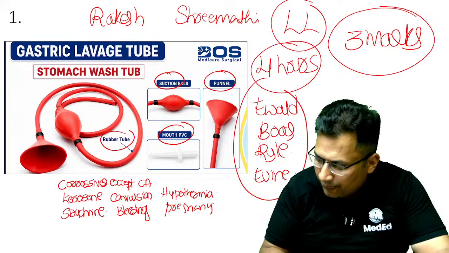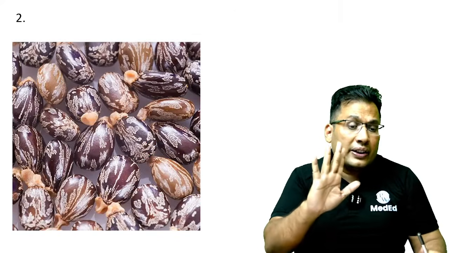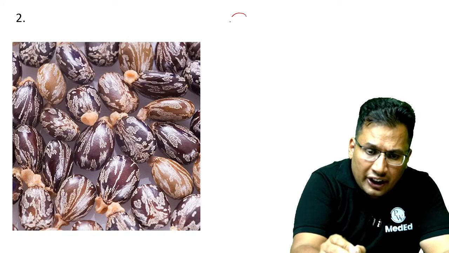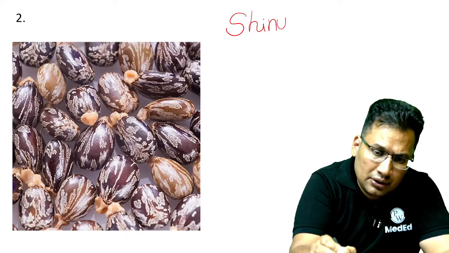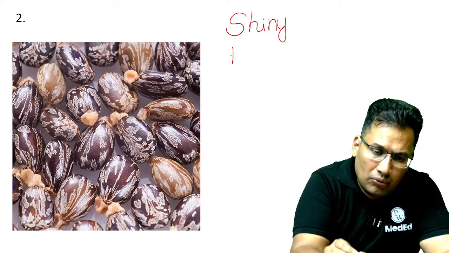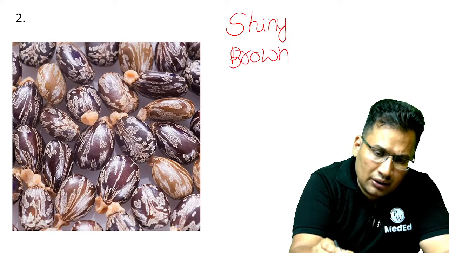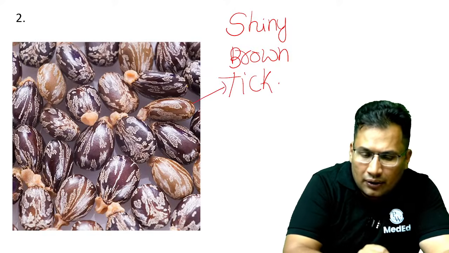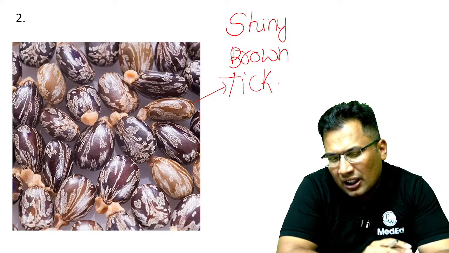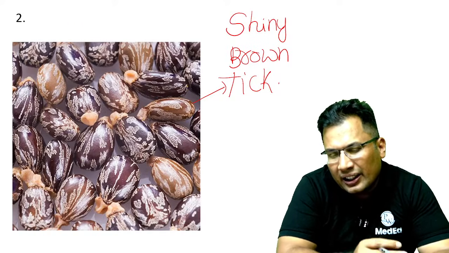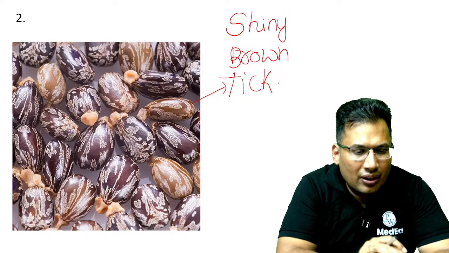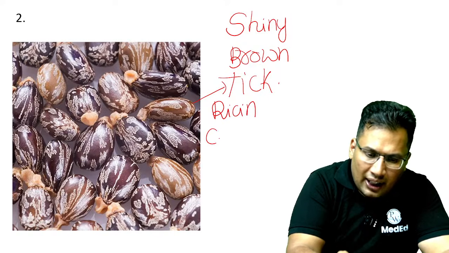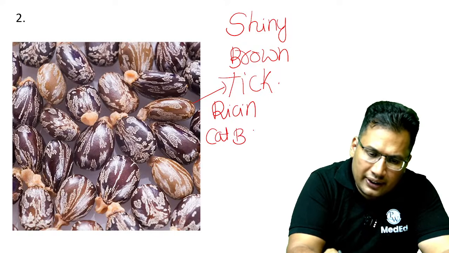Okay, good. Next, this is a very interesting question, guys. Identify these seeds. The seeds are very shiny, with brown markings. It looks like a tick. Brown-black markings are there. It is like a tick, brown in color, shiny, very poisonous. It contains ricin. Category B agent of bioterrorism.